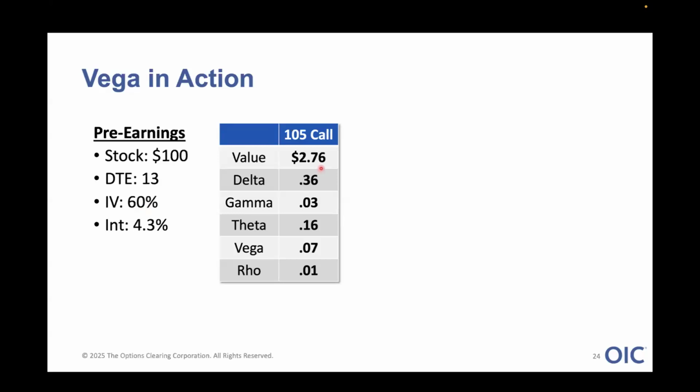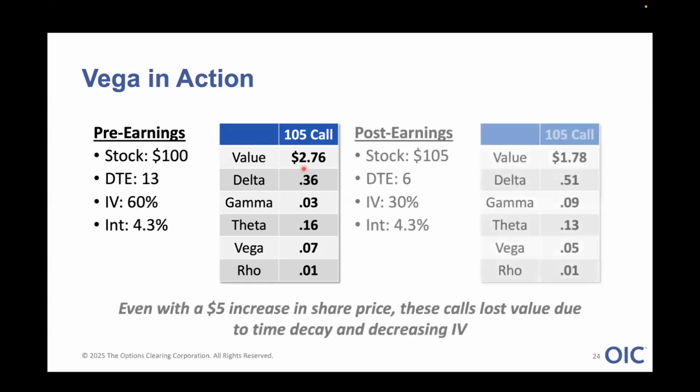But let's just say we're bullish on this stock and we think they're going to report really good earnings numbers, and we decide to buy this option. Okay, so we buy this option, we pay $2.76. Well, let's fast forward a week from now. A week from now, the earnings comes out. The stock goes from 100 up to 105. It goes up by 5%, goes up by $5.